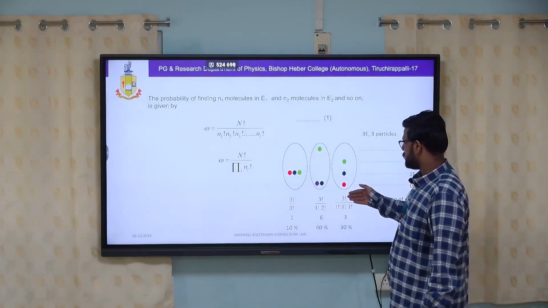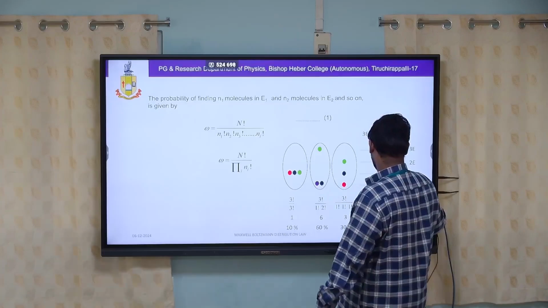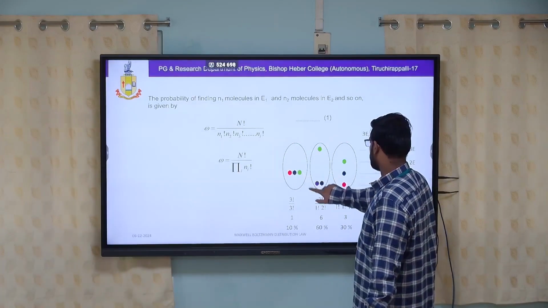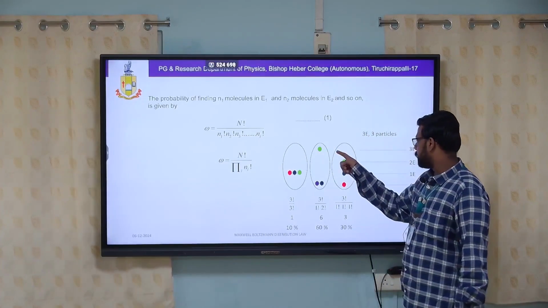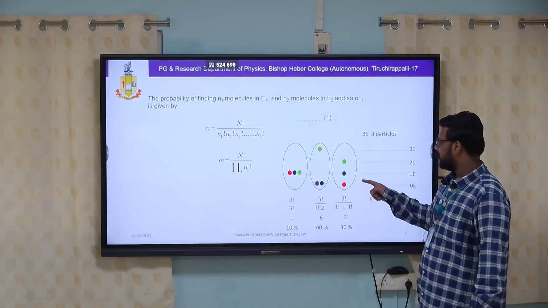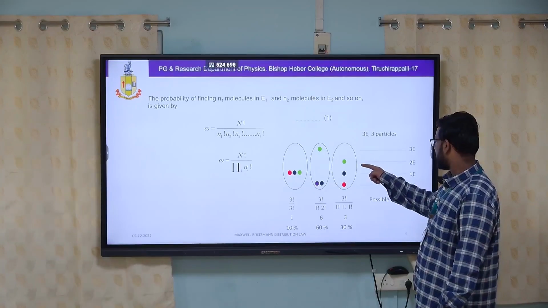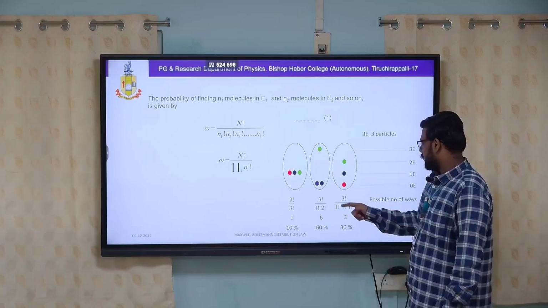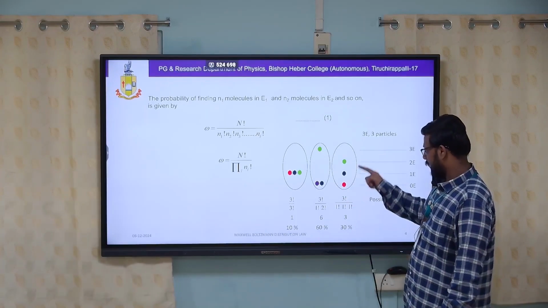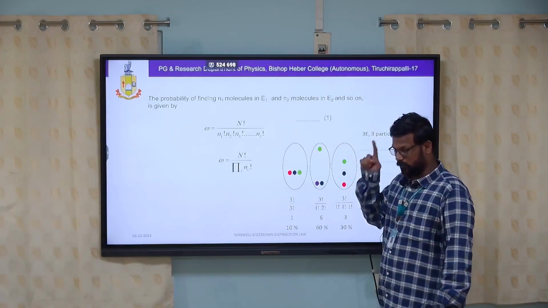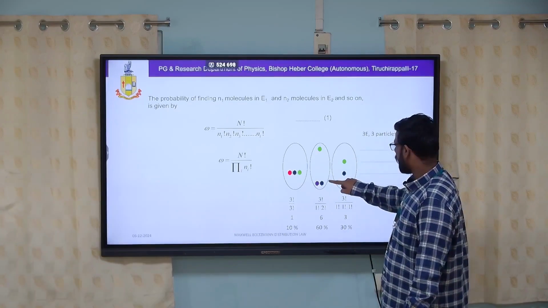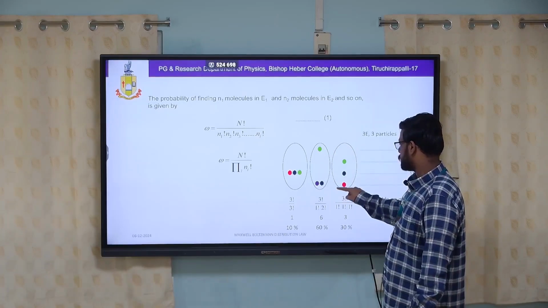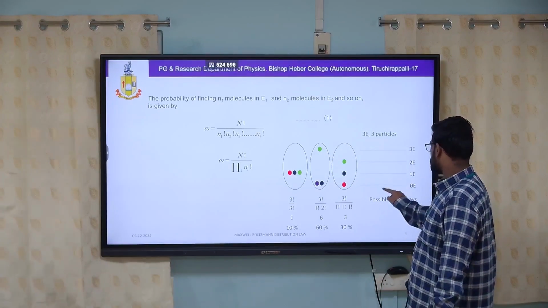The possible ways: I can put all 3 particles in 1E; in another case I can put one particle in 3E and the other two in the ground state; and in another case I can put one particle in 2E, another in 1E and another in 0E. In each of these, each particle is distinguishable, which means swapping a particle from one state to another gives rise to a new microstate. Hence, we need to consider the possible number of ways.